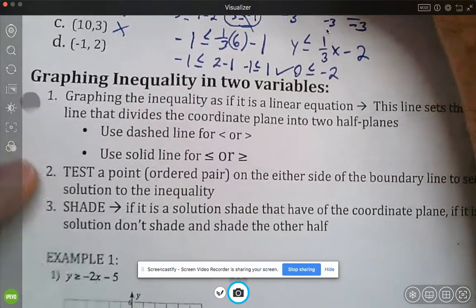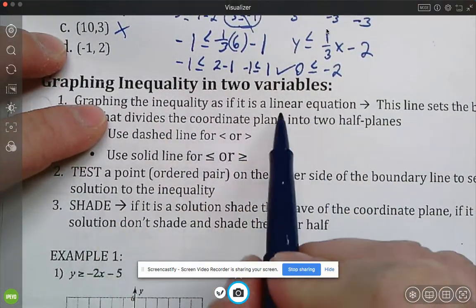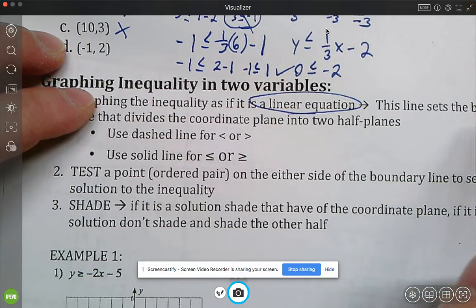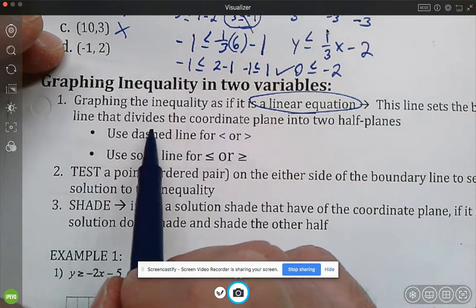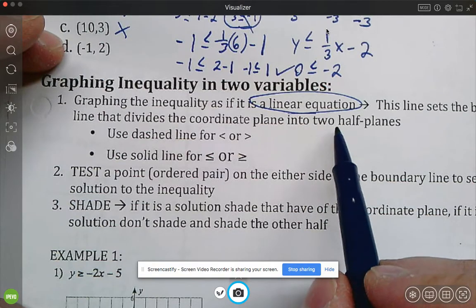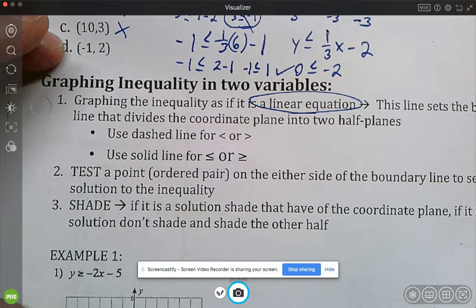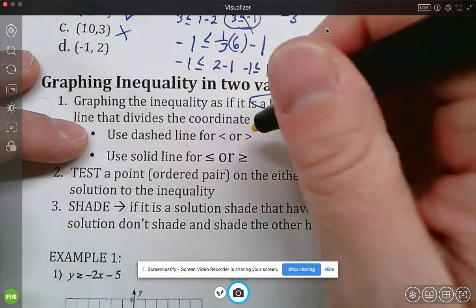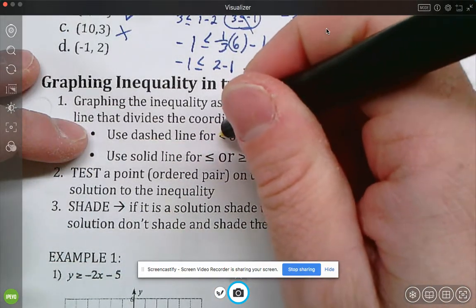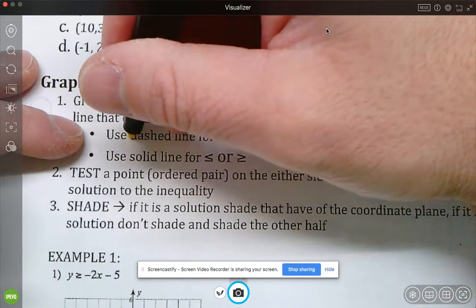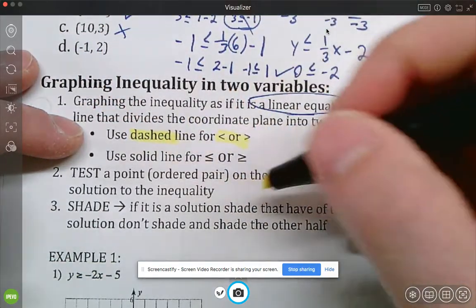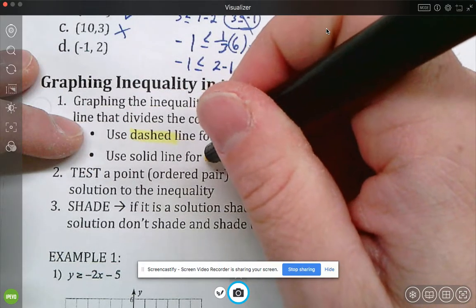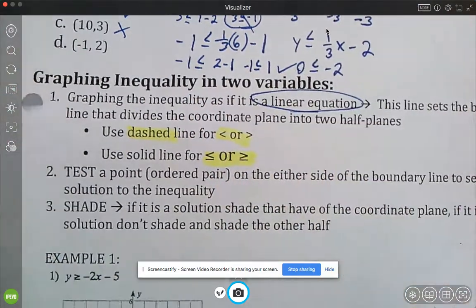So moving right on to graphing them. It's pretty simple. You just graph the inequality as if it's just a linear equation. This will set the boundary line, dividing the coordinate plane into two halves. And as you saw from the videos, raise your hand if it's less than or greater than. What kind of line do you make? Yeah, dashed line. And then how would you know if it's a solid line? Yeah, it's going to have less than or equal to or greater than or equal to.